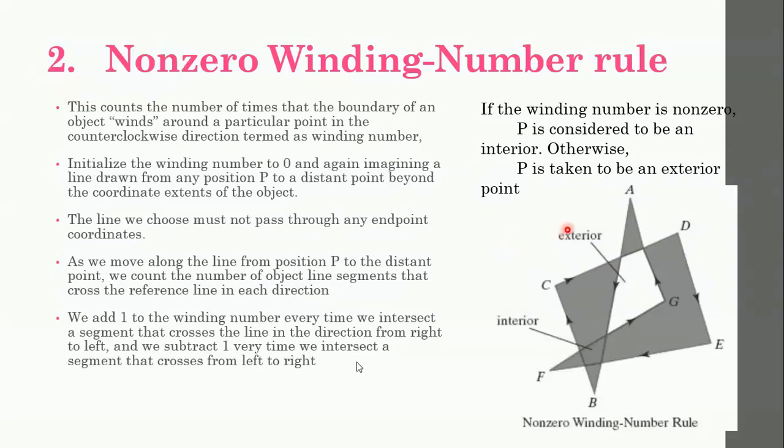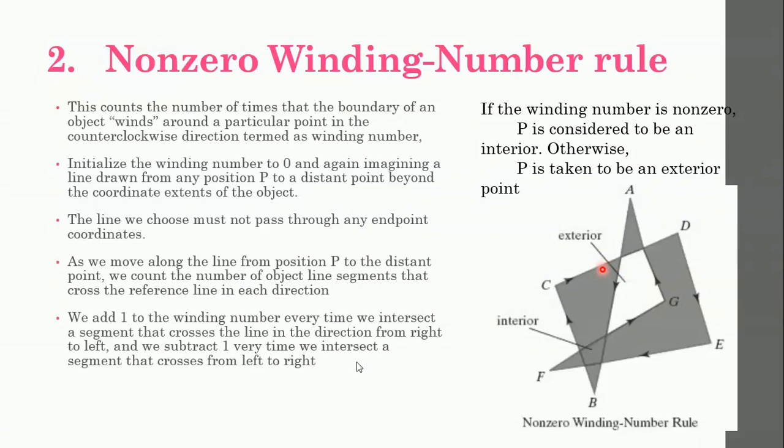Suppose you are considering one point that exists inside a polygon boundary already. Suppose I take a point in this particular position. Before starting the procedure, this is the non-zero winding number rule procedure. So you have to initialize the winding number to 0, and then you have to count how many intersection points you have, that is, how many times it intersects with the edges.